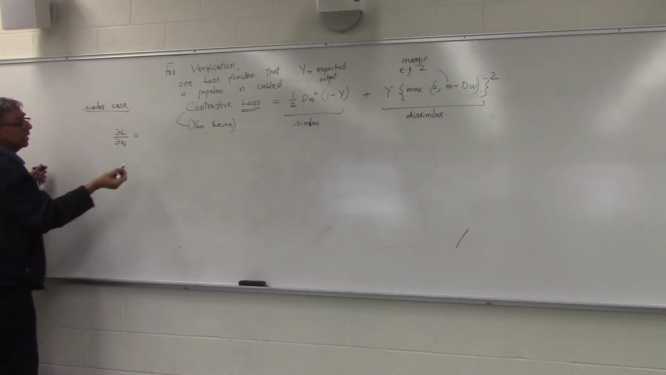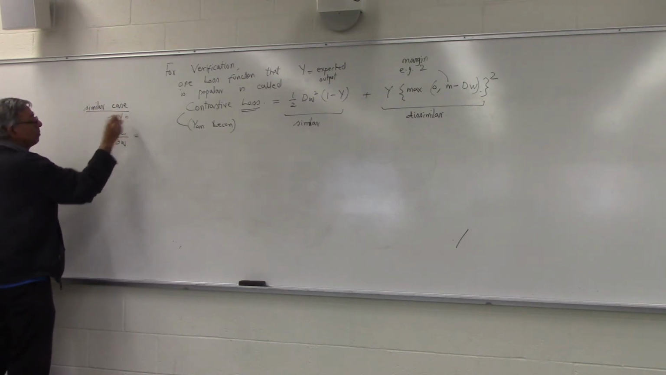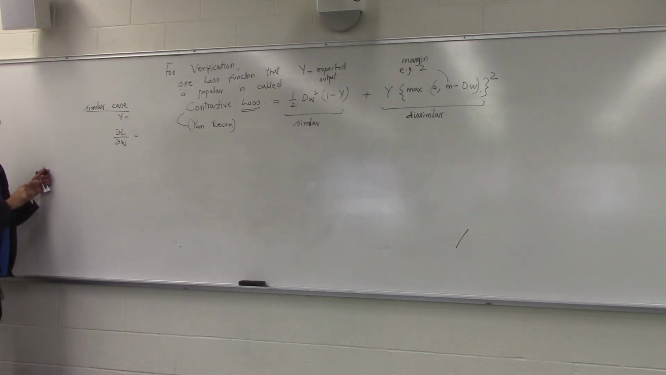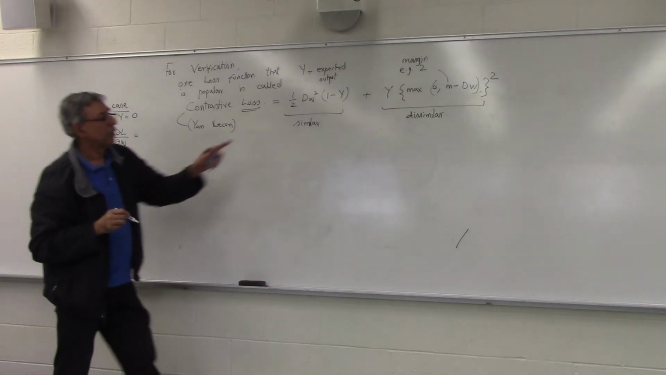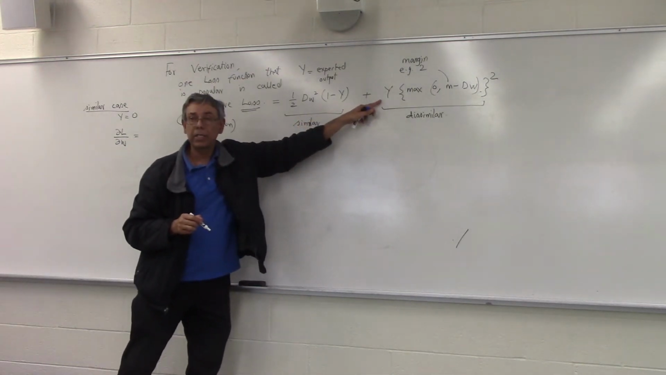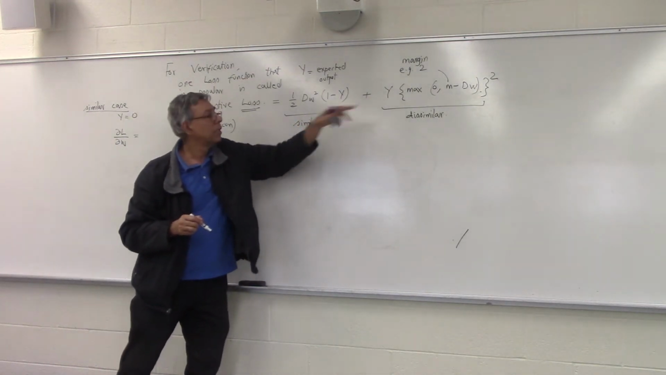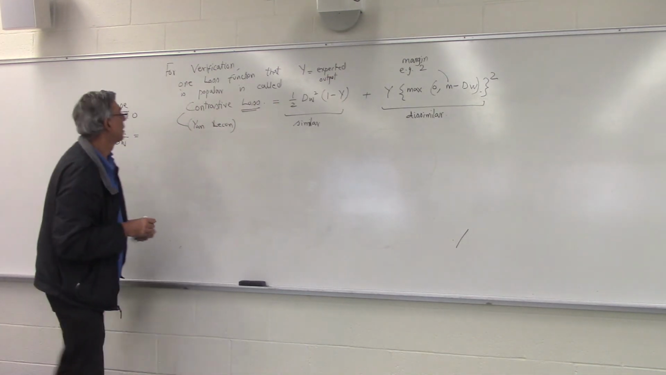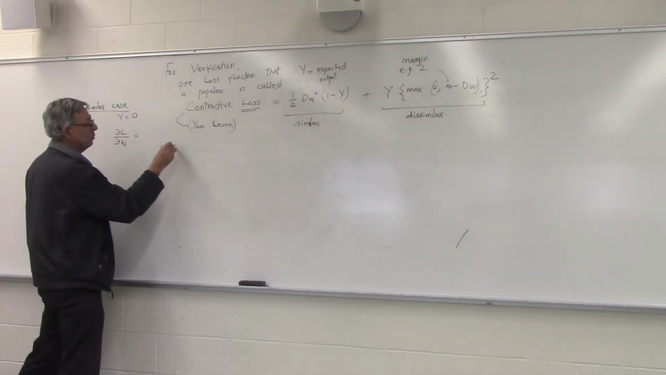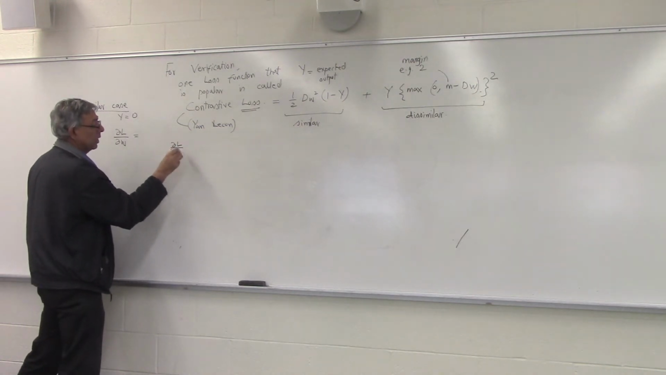Okay, in the similar case, the expected output is what? 0. Okay, so if y is 0, what will happen to the dissimilar term? Disappears. If this is 0, what does this become? Half dW squared. Right? So then, as you can see, partial L over partial W.